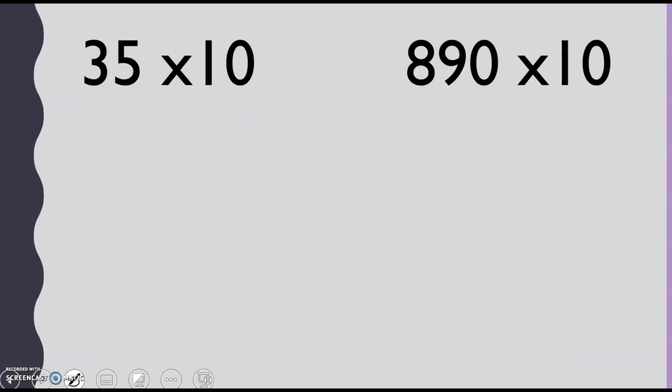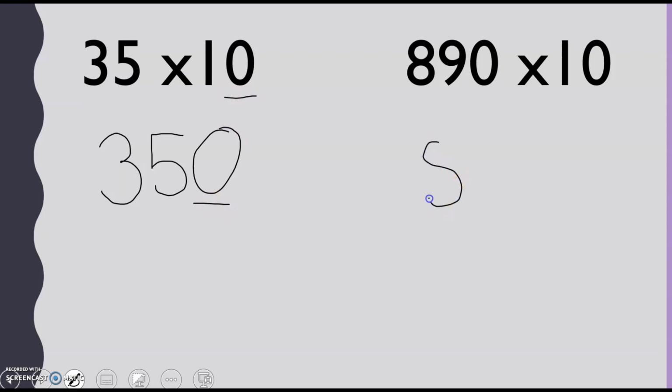Pause the video and see if you can have a go at 35 times 10 and 890 times 10. Okay, using the same rule as before, 35 is a whole number, so it's going to become 350. That's 35 with 1 0 at the end. And then this time I've got my 890. There's already a 0 here, but I need to put a second 0 at the end to match up. So 890 becomes 8,900.